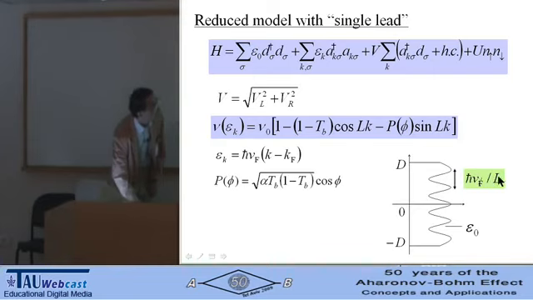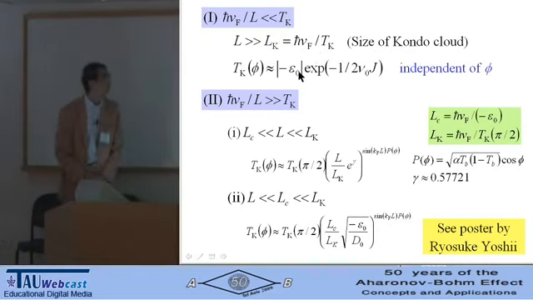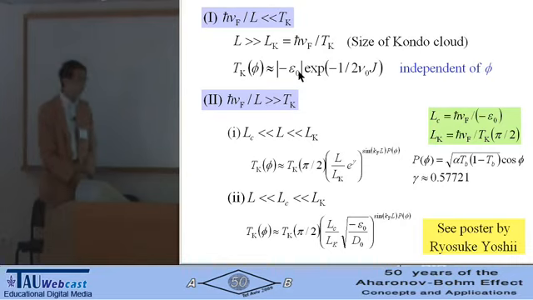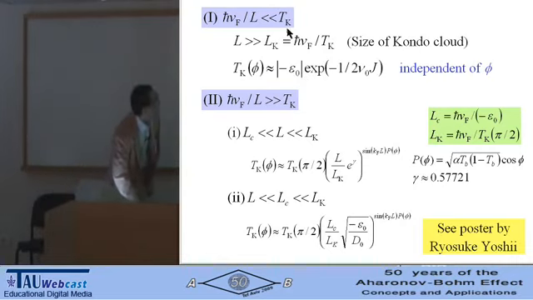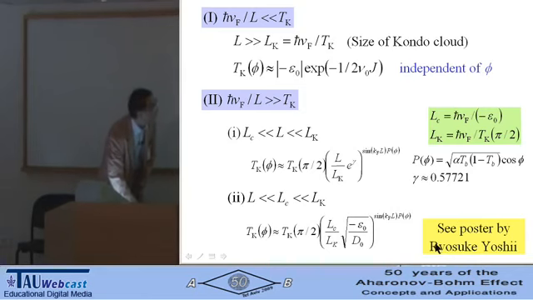When this period is smaller than Tk, or the ring size is much larger than the size of the Kondo cloud, the Kondo temperature is independent of the magnetic flux. But otherwise, the Kondo temperature depends on the magnetic flux. For the details, please see the poster by Ryosuke today.